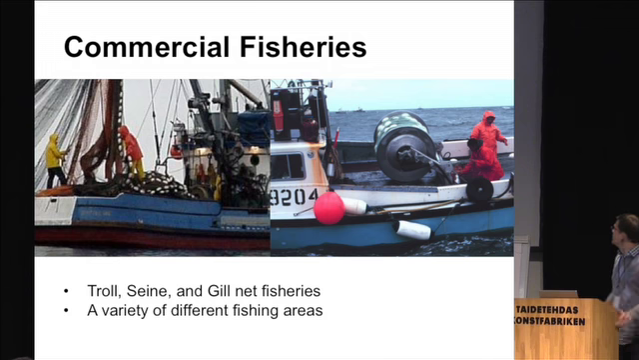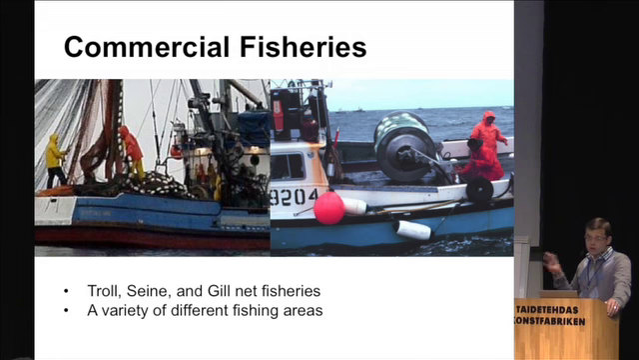So on the Skeena River, there are commercial fisheries. There's a troll, seine, and gillnet fishery, though the bulk of the fish harvest is taken by a gillnet fishery right at the mouth of the river. There are a variety of different fishing areas. However, again, most of that fishing happens in one fishing area at the mouth of the river.